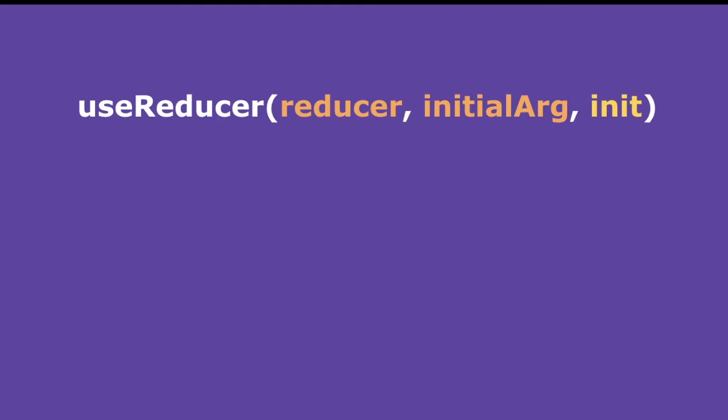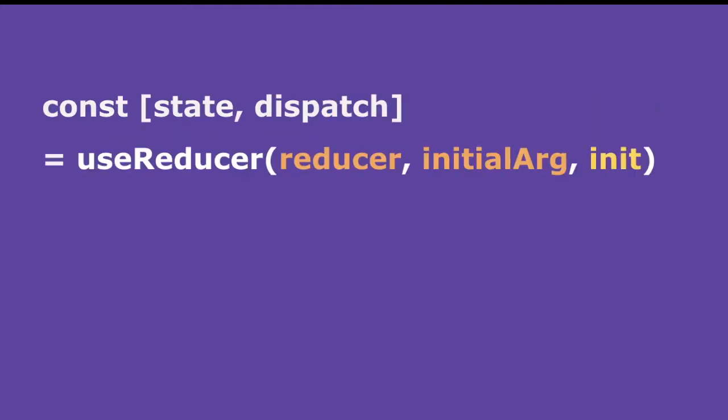time this is needed. And this useReducer will return an array of two items, the current state and dispatch function, which we have to call to update our state.